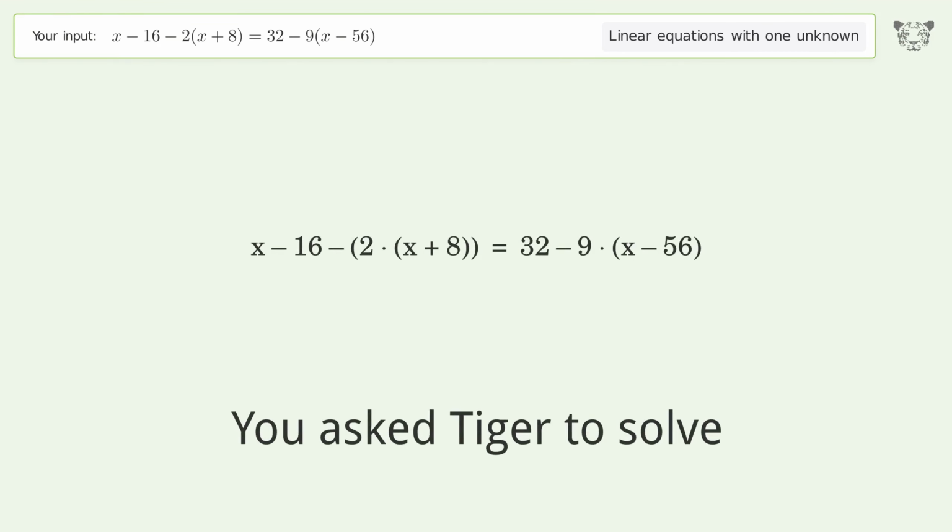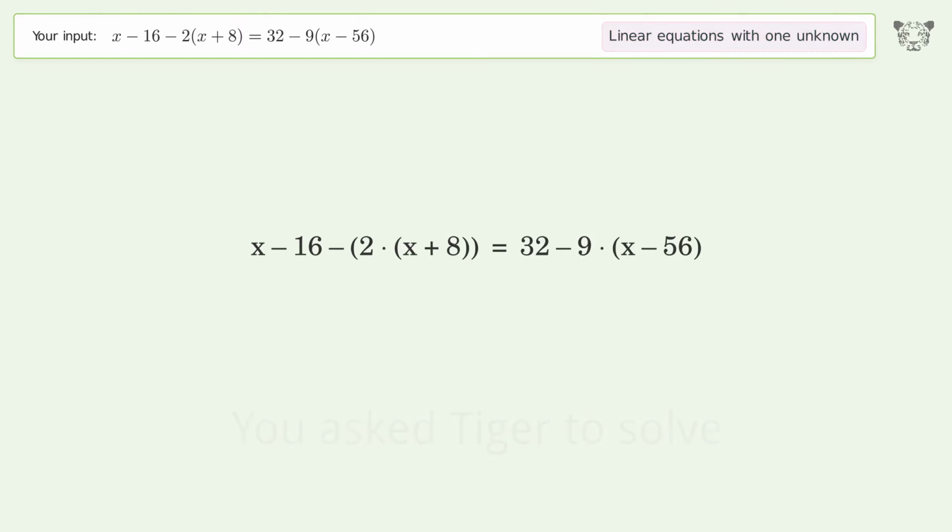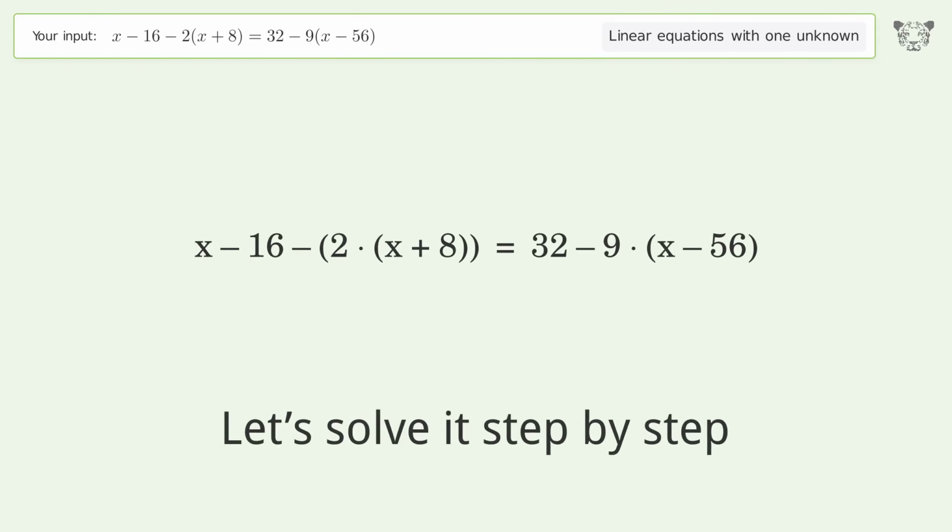You ask Tiger to solve. This deals with linear equations with one unknown. The final result is x equals 71. Let's solve it step by step.